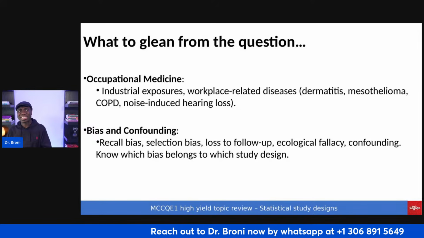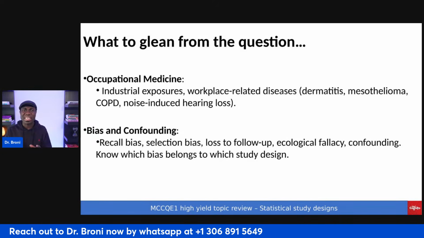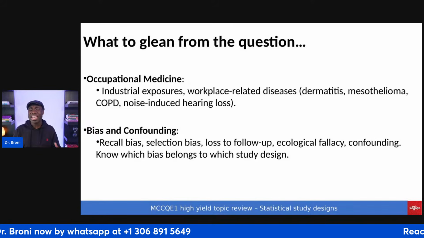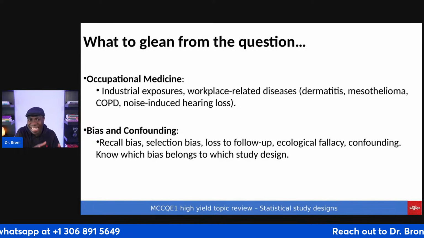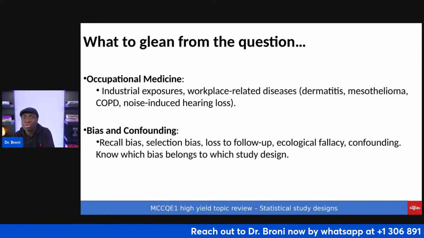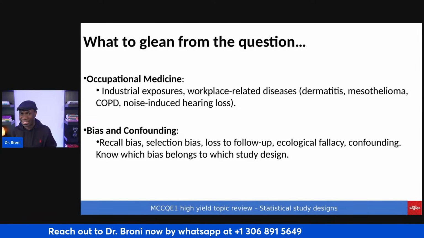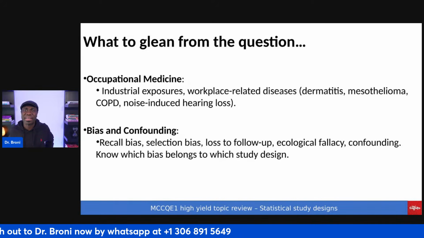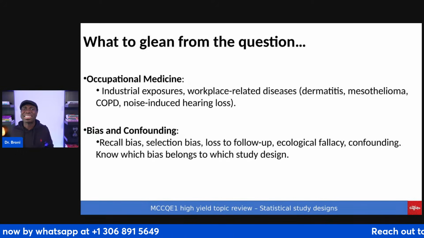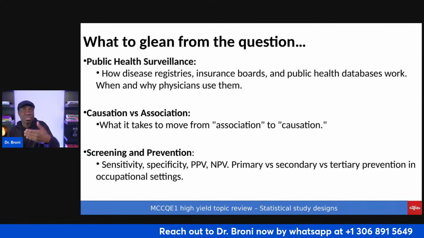And then you also have to understand bias and confounding. In which of the studies do you get recall bias? In which can you get selection bias? In which can you develop loss to follow-up? In which can you get what we call ecological fallacy? Okay, confounding factors. And know which bias belongs to which study design. These are the things I really want you to pick up by the end of today's class.